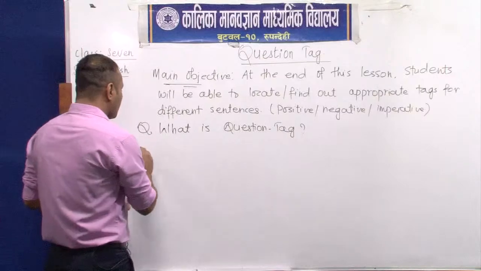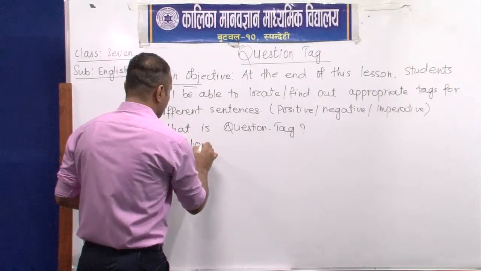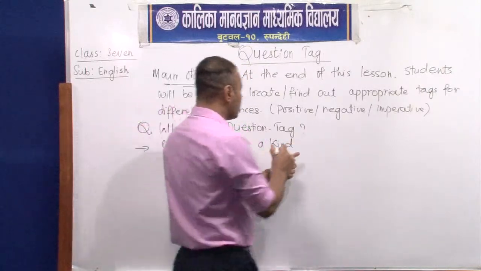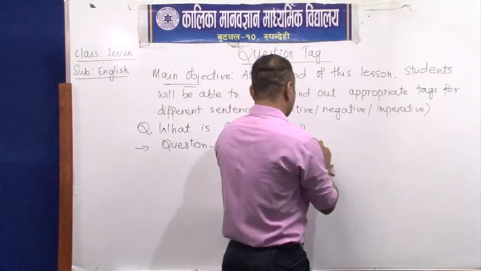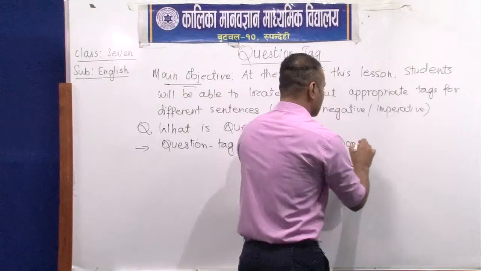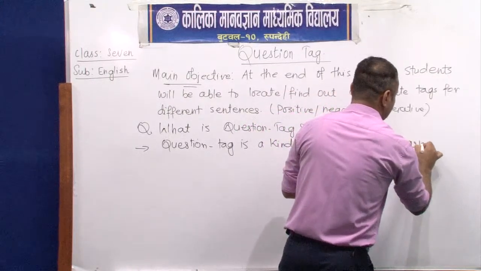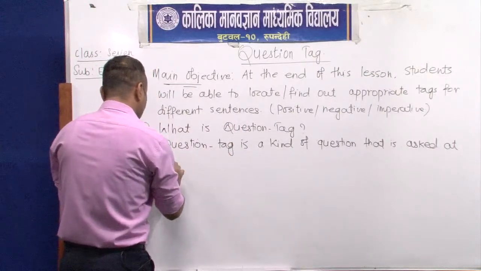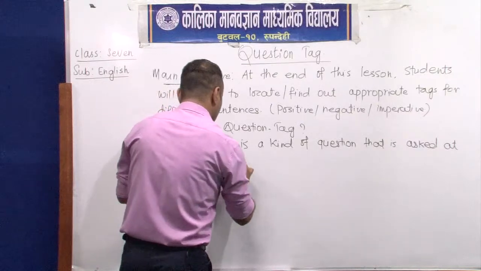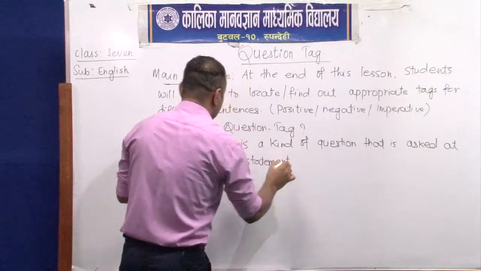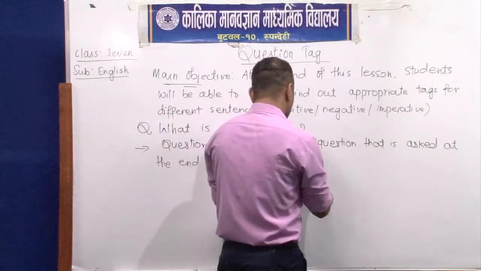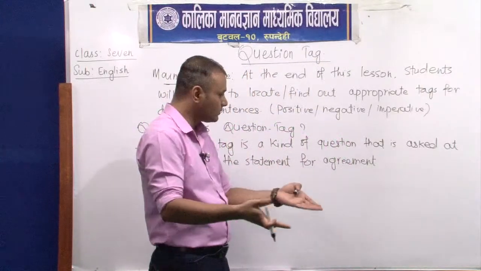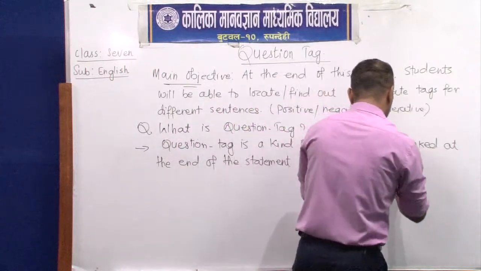So, first of all, a question tag is a kind of question, a type of question, that is asked at the end of the statement for agreement, either you will agree to that very statement, or for confirmation.